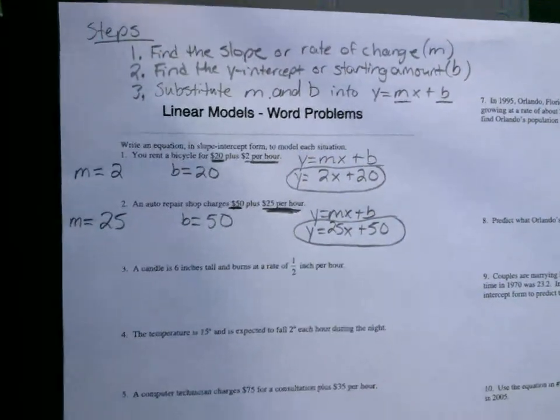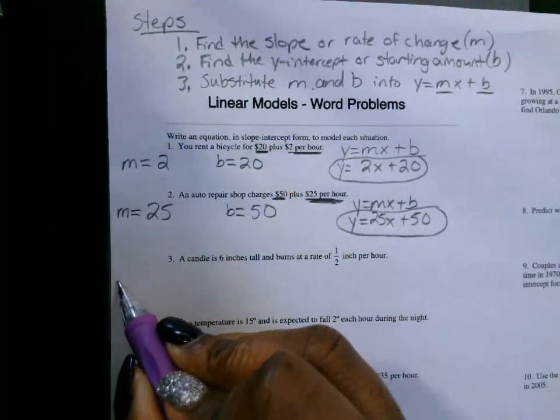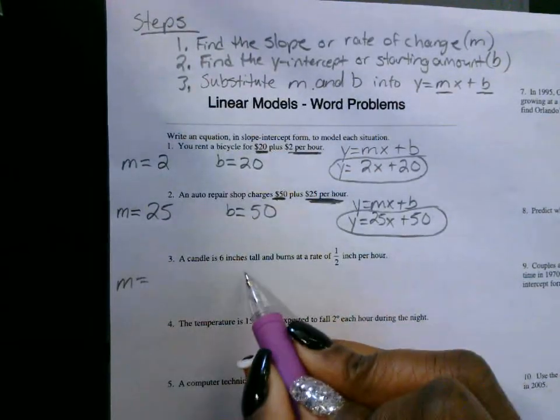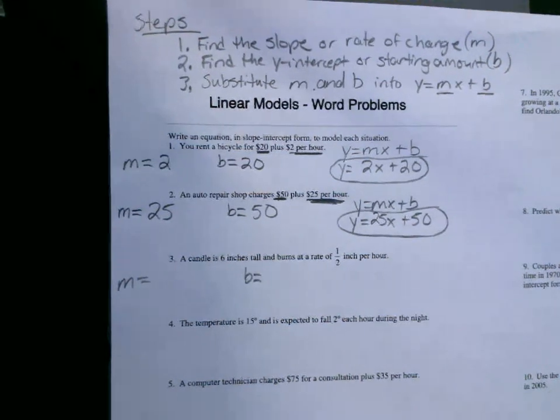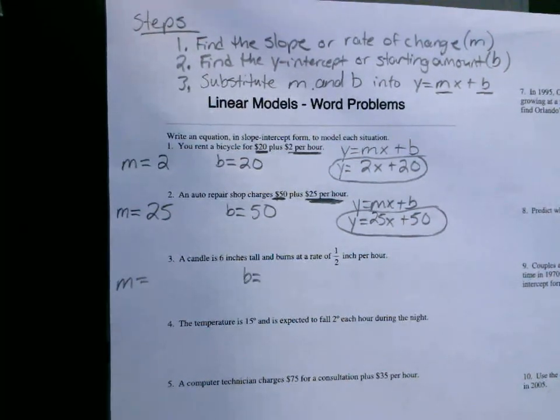See if you can do number 3 on your own. Again, read it. Label your M and your B. I'm going to read it aloud for those that need me to. A candle is 6 inches tall and burns at a rate of a 1/2 inch per hour. Pause for the cause, give you a chance to label your M, label your B, write your equation.